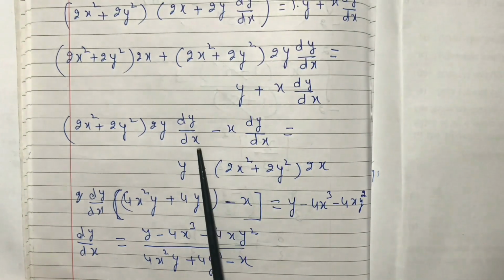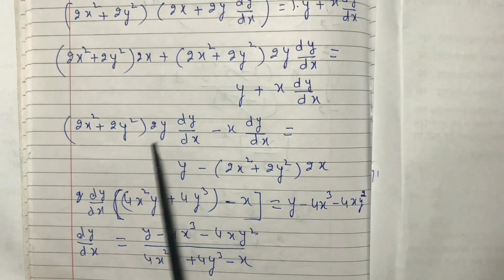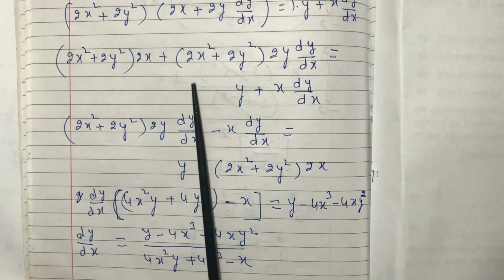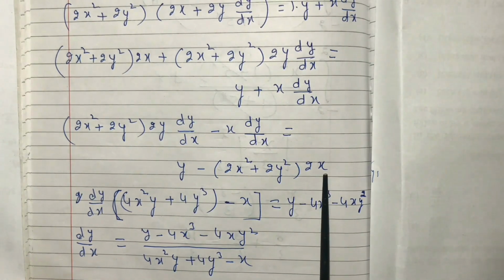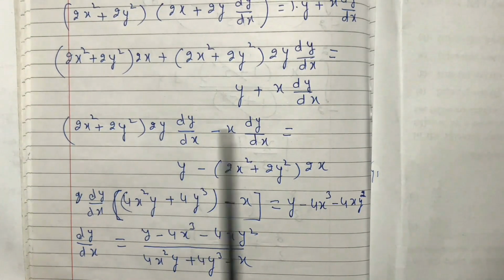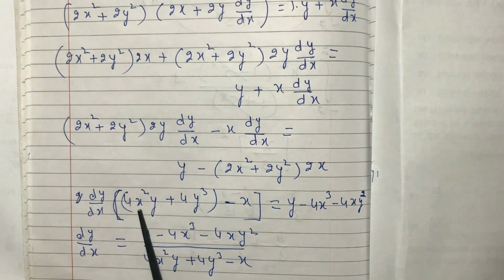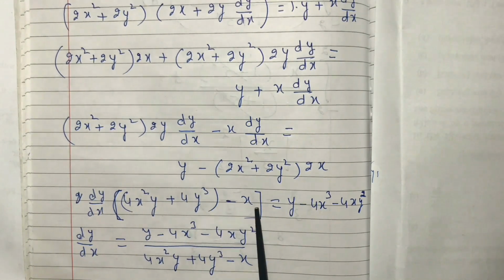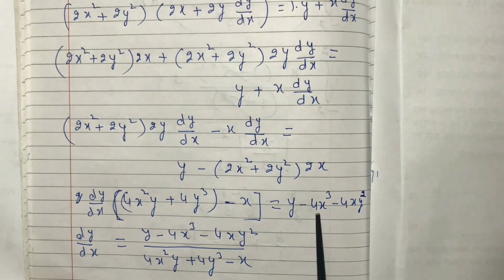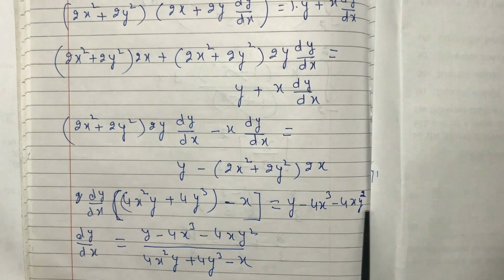Take all the terms with dy by dx to one side, and the terms without dy by dx to the right hand side. And then take dy by dx common. You will have (4x square y plus 4y cube minus x) in the bracket, dy by dx, is equal to y minus 4x cube minus 4xy square.